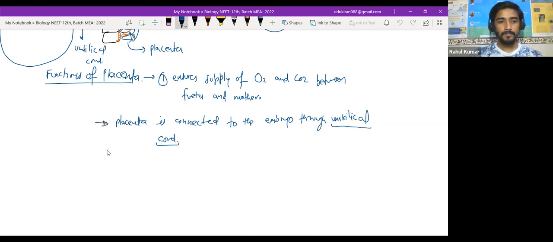Placenta, in the functions of placenta. Remember, placenta also acts as an endocrine tissue. Placenta keeps the pregnancy going. It sustains the pregnancy for 9 months. So till placenta is in the mother's body, the pregnancy will stay. So write down, placenta acts as an endocrine tissue.